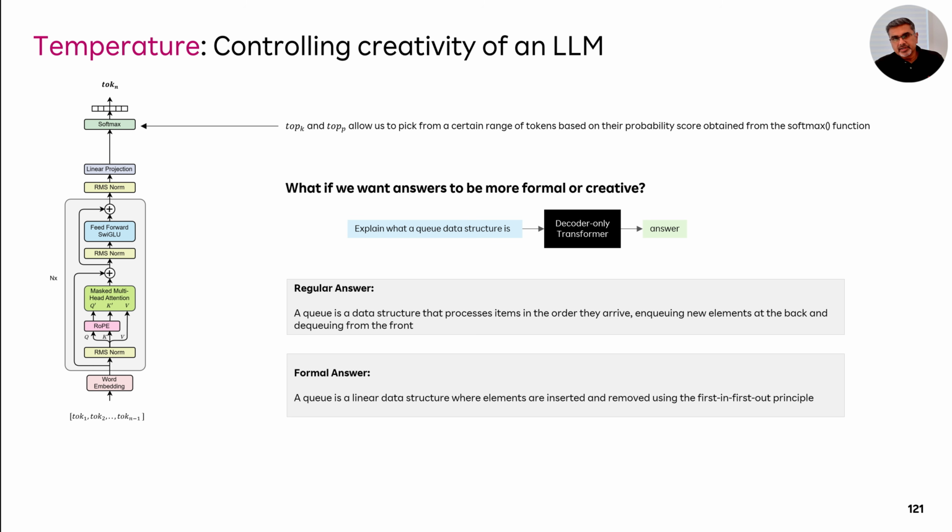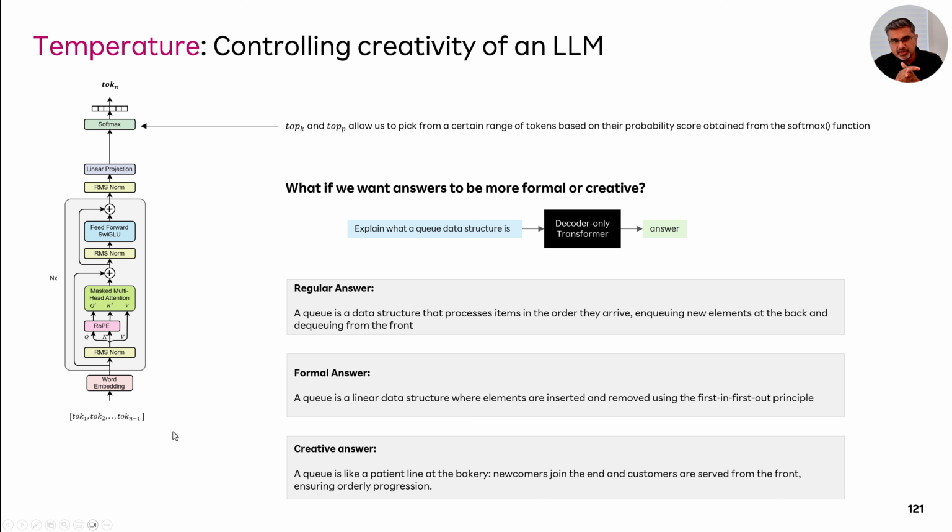What if you want to explain this to your grandma who does not understand computer science, and you want the LLM to produce an answer? We ask, explain to me like I'm 5 years old, or explain to me like I'm explaining to a child. So you pass something to the transformer that will now swing the answers so that it produces more casual answers. For example, for the same question, explain what a queue data structure is, a creative answer is: a queue is like a patient line at the bakery. Newcomers join the end and customers are served from the front, ensuring orderly progression. This is something that people who do not understand computer science can also understand, because they have been in queues or lines at a bakery or at a grocery store and so on.